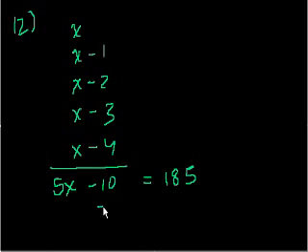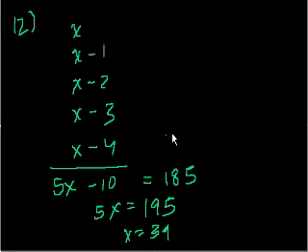Add 10 to both sides. 5x is equal to 195. And you could eyeball this. You could say, how many times does 5 go into 200? And it's going to be 1 less than that. 5 goes into 200 40 times, so it'll be 39. Or you could divide.